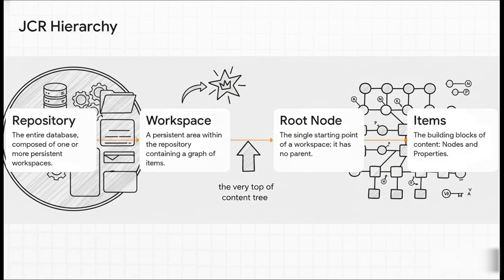So at the highest level, the JCR model makes a lot of sense. You've got the whole repository. That's the entire database. Inside that, you have at least one workspace. You can think of a workspace as a complete version of all your content. Every single workspace has one and only one root node. That's the very top of the tree. And from there, everything, and I mean everything, is built from just two simple things: nodes and properties.